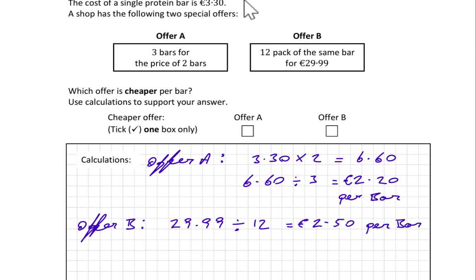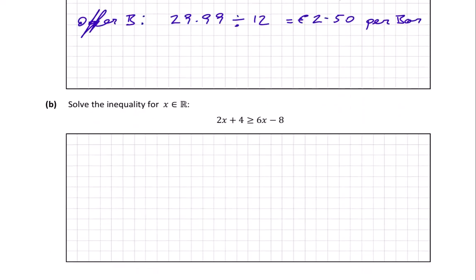So offer A would be cheaper, because you're getting them for $2.20 per bar, whereas in offer B you have to pay $2.50 per bar. Okay, so let's try the next question.